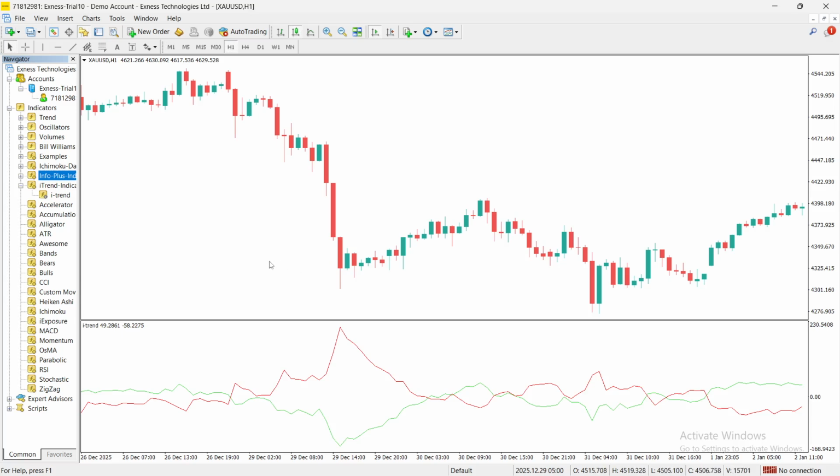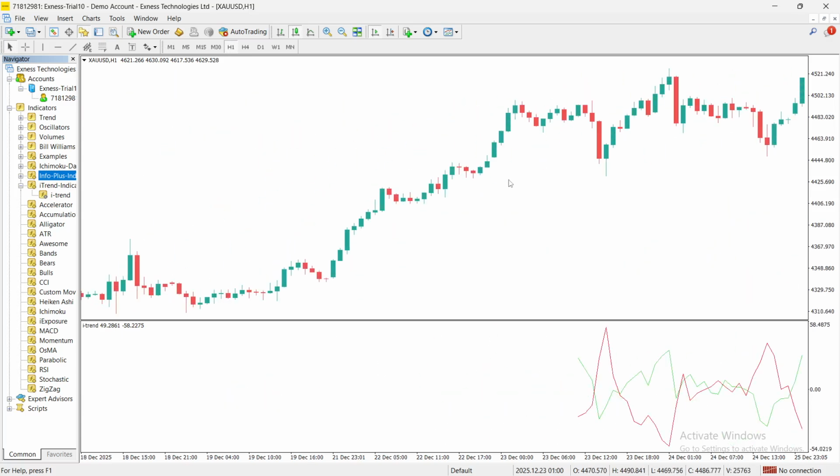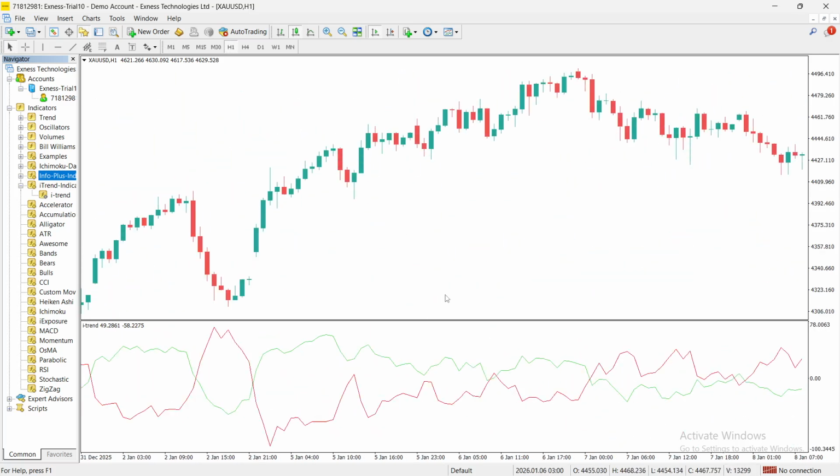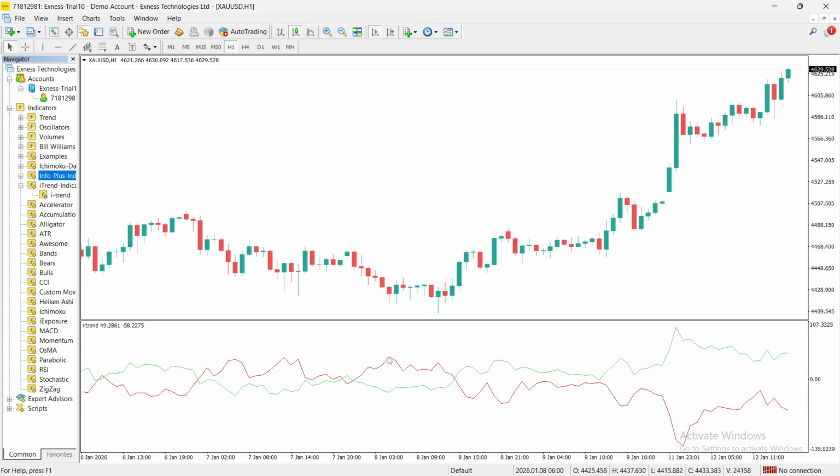lines where DMI plus, the green line, represents bullish price movements, and DMI minus, the red line, represents bearish price movements. Trend direction is bullish whenever the DMI plus line is above the DMI minus line, and bearish whenever the DMI plus line is below the DMI minus line, with the crossing of the two lines indicating a trend reversal and the way these lines intersect showing the direction of a trend. You can already see it in a separate window on the chart.